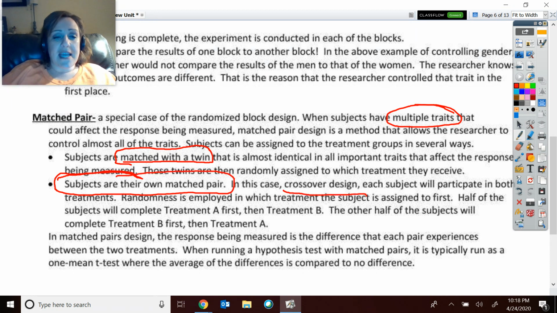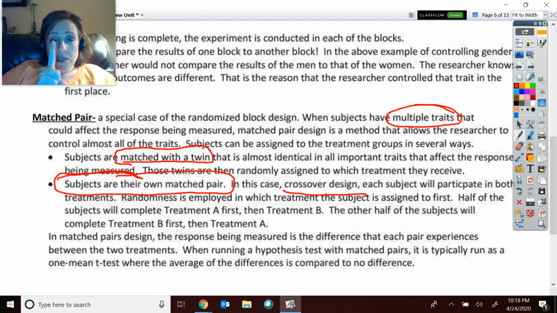This crossover design is where subjects are their own matched pair. That's like when you have somebody before and after when we collected our data. In this case, the subject is its own matched pair and will use both the premium gasoline and the regular gasoline. In this case, random assignment happens with which treatment is done first.